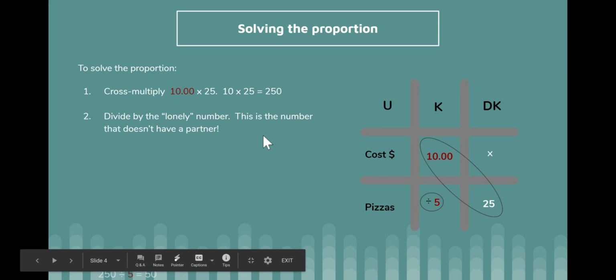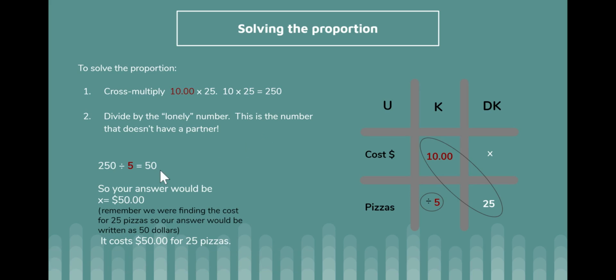Right? So this is what it would end up looking like. We got 10 times 25 equals 250. All right? We don't always have to use the whole decimal if it's a whole number. So I can just say 10. So 250, now I got my 250. I'm going to divide it by my lonely number. So 250 divided by 5 is going to give me 50.